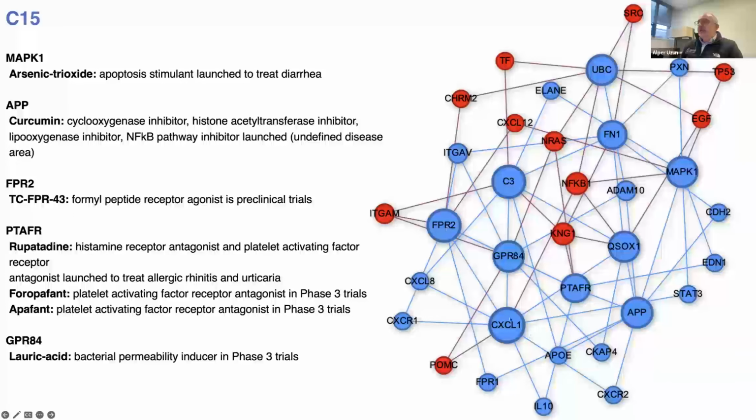The bigger size means they have more interactions. For example, TF has only 2 interactions, but FN1 is bigger because it has more interactions. Then we asked the question: are there any available drugs developed for any other purpose? For those specific targets, FPR2, GPR84, PTFR, and then the other ones, 5 of them, there are drugs, and we can use these drugs for repurposing.